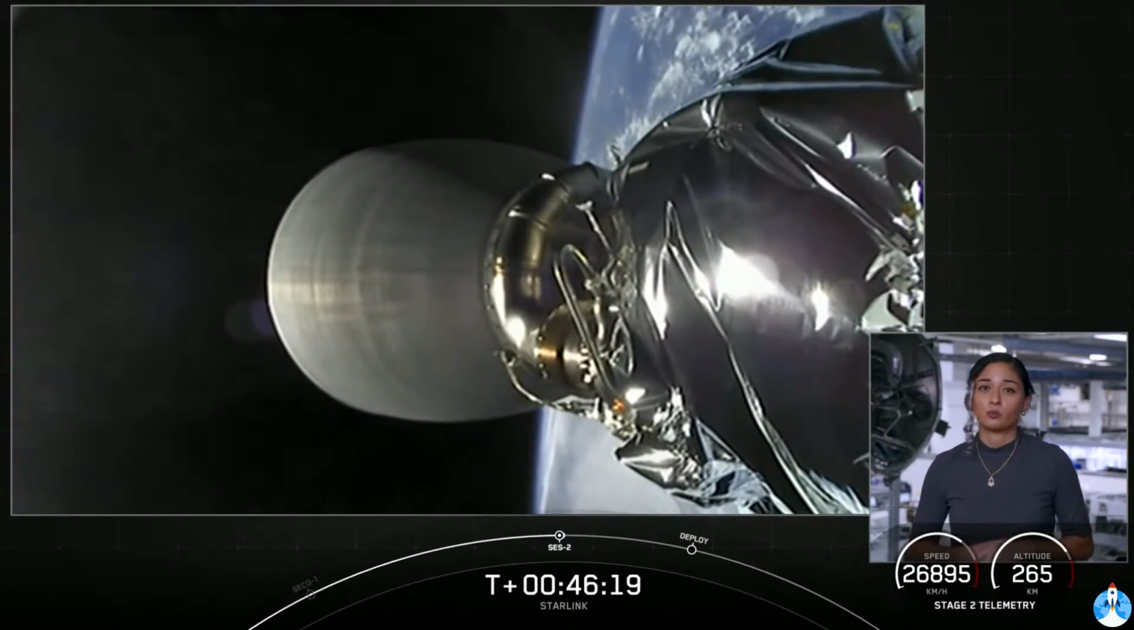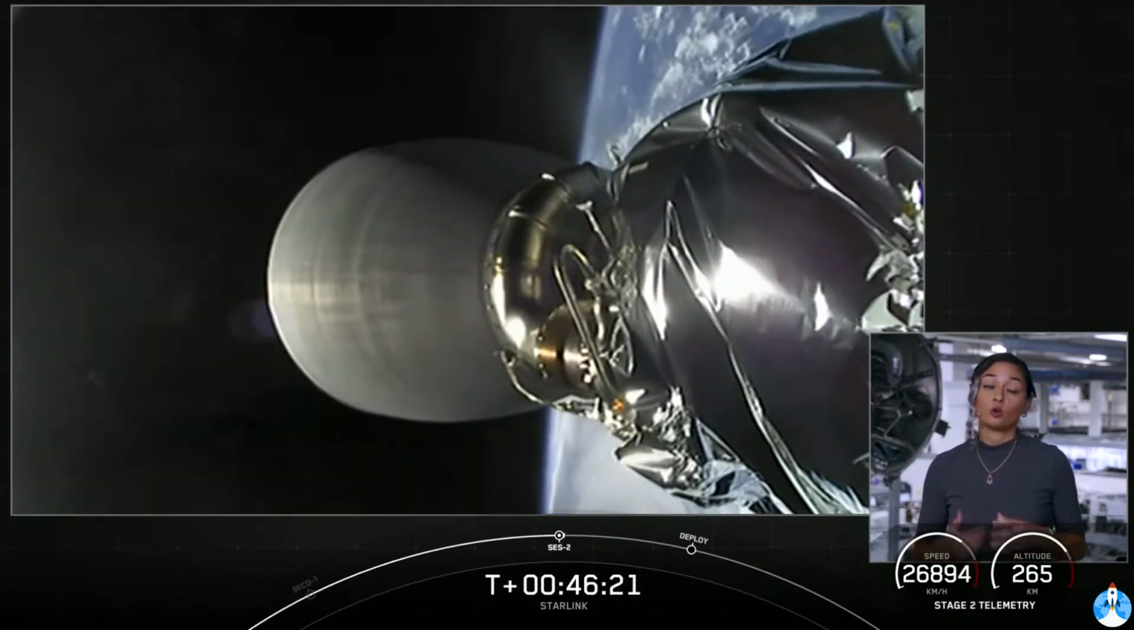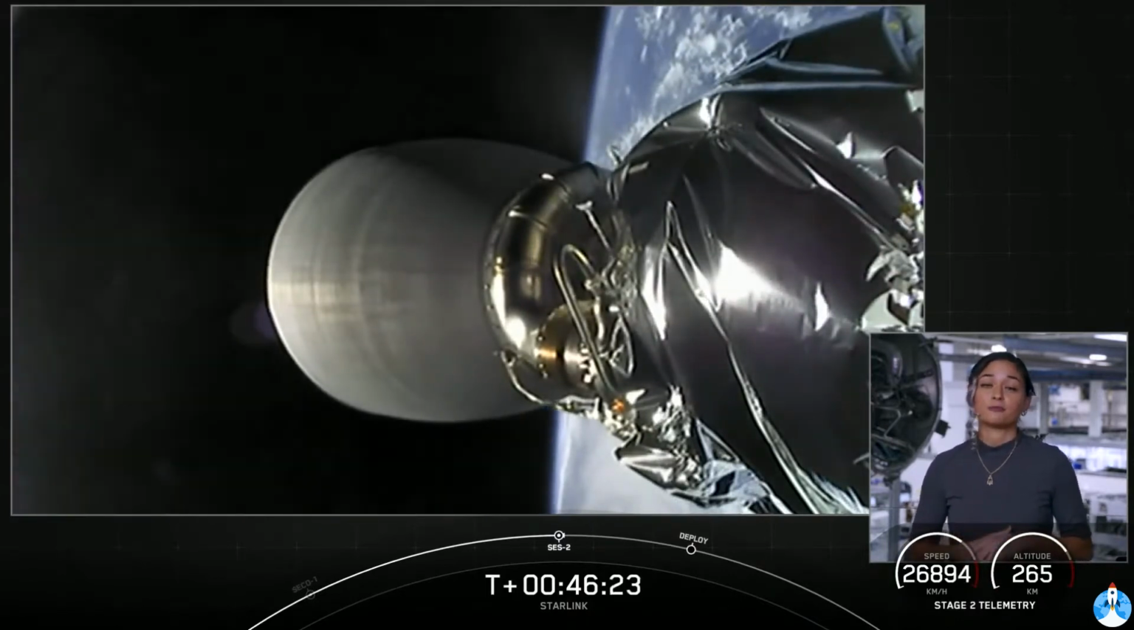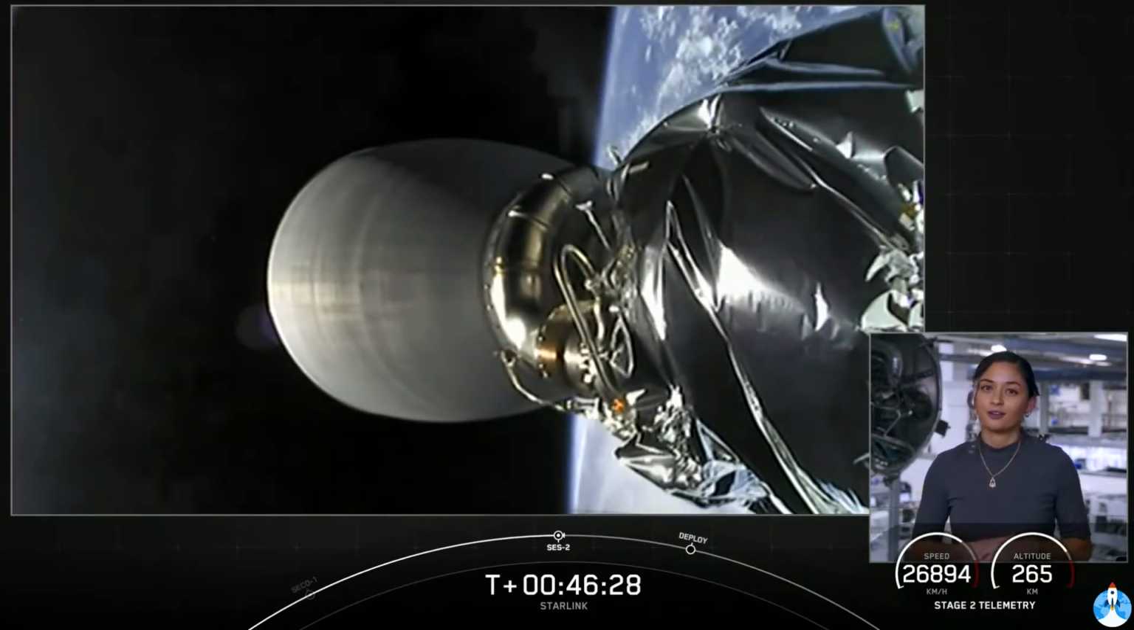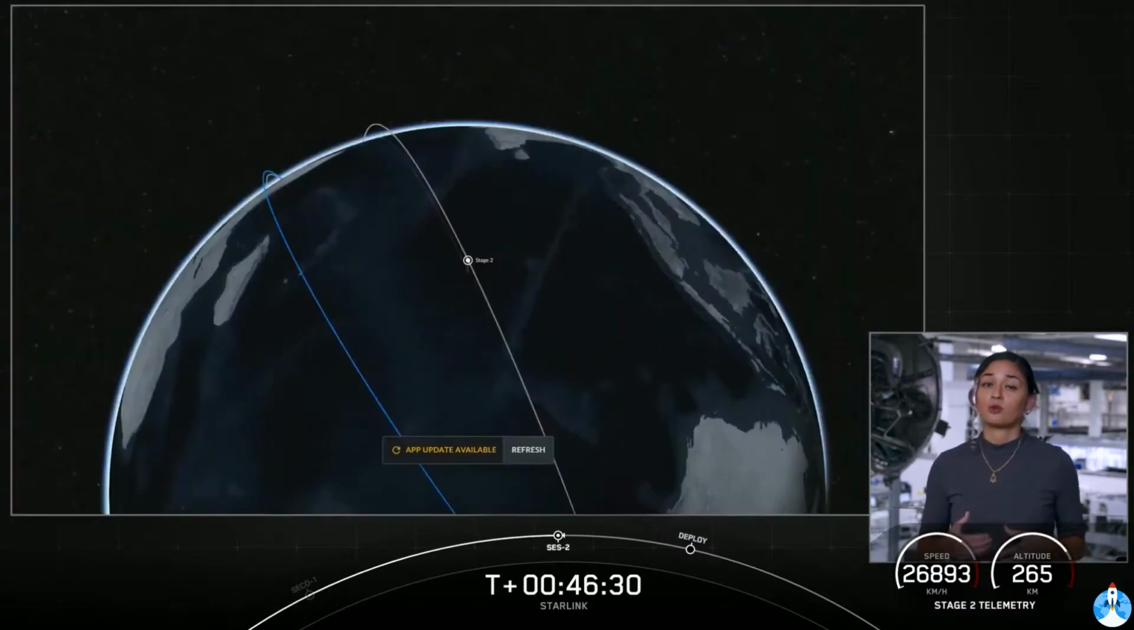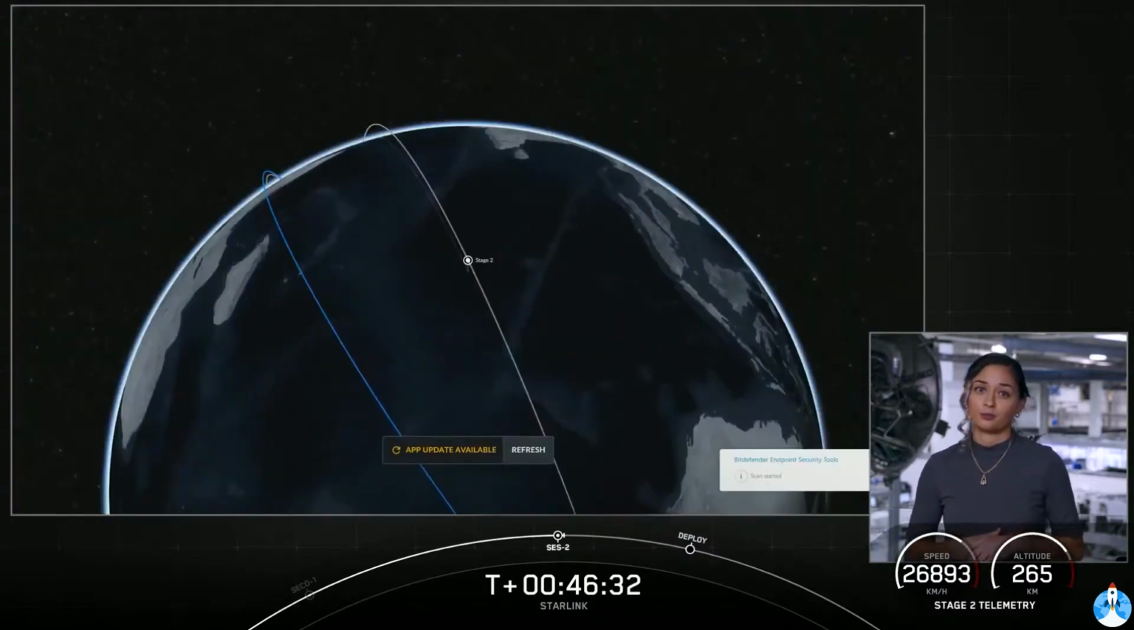Again, our Starlink sats will ultimately end up in a LEO or low Earth orbit around 550 kilometers above Earth's surface, which is different than your typical geostationary or GeoSat, which orbits roughly 36,000 kilometers above Earth.